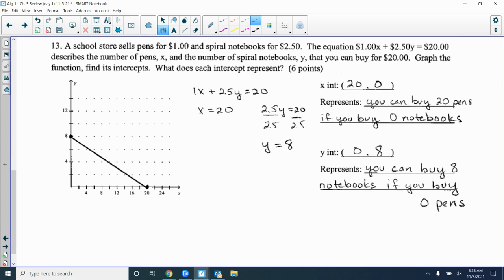And then for 13, you got different numbers in there, same scenario, but different numbers. And then this is pens. And then this is notebooks. Whoops, there should be an S down there. They did better on that problem. I think the only thing I said for a lot of mine is you got to make sure you use the 20 and the 0 in the explanation. 20 pens, 0 notebooks, 8 notebooks, 0 pens.